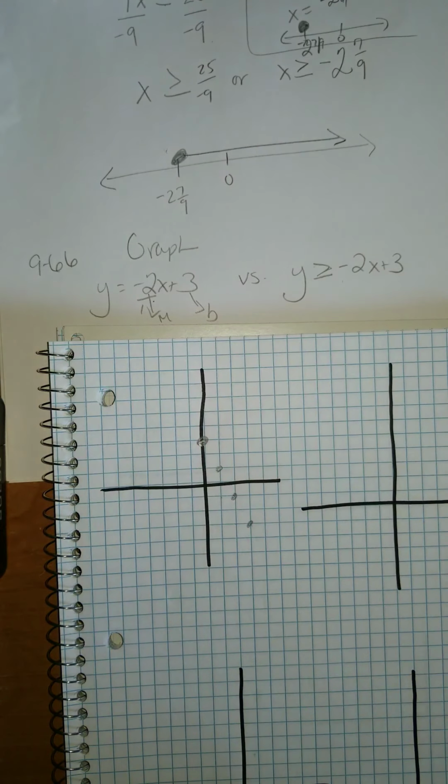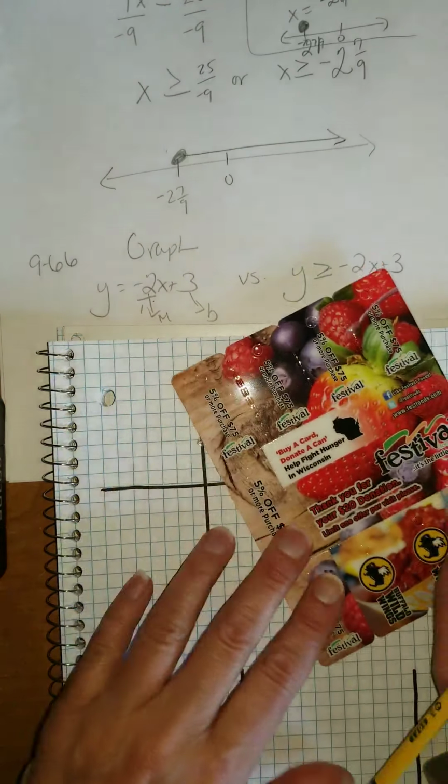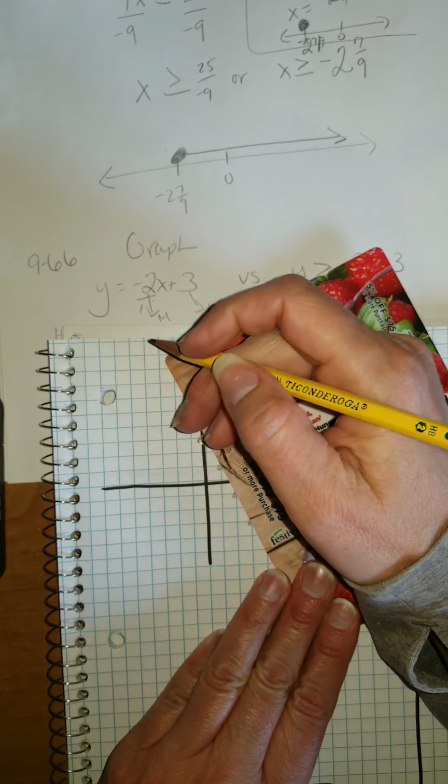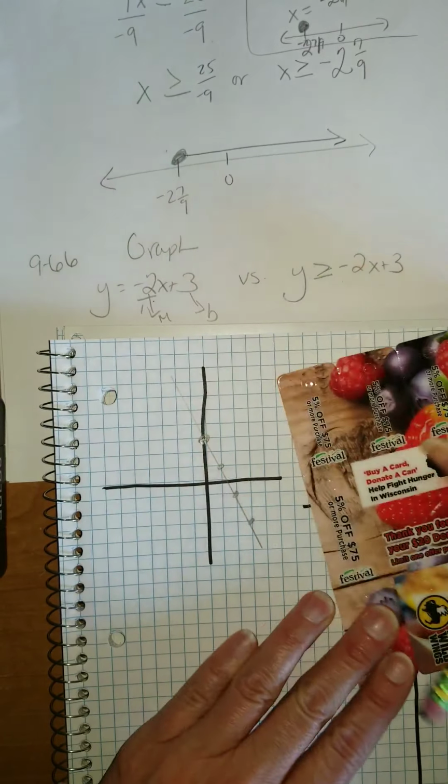All right, I'm not seeing any rulers here, so I'm just going to do the best I can here and use my cards. Okay, and if I'm going to graph them, here we go. All right, there we go.